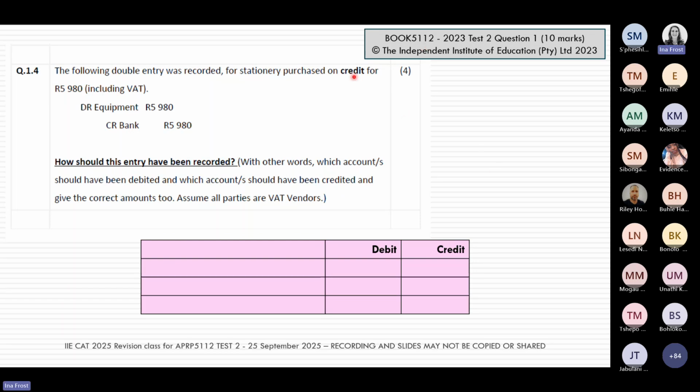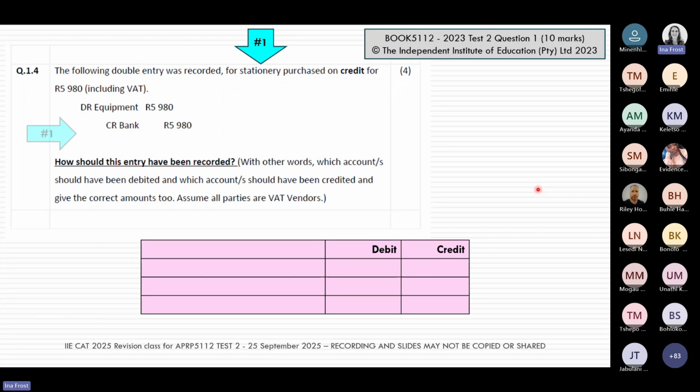So in this paper then, we gave the students this entry and we asked them how should this entry have been recorded. So this is something like we would have asked you in a question for your general ledger reconciliation, but here we just give you the incorrect entry and we ask you what would have been the correct entry. And remember earlier again, we said you must make sure you really read your questions with care so that you pick up on every little bit of detail that we give you in a question like this.